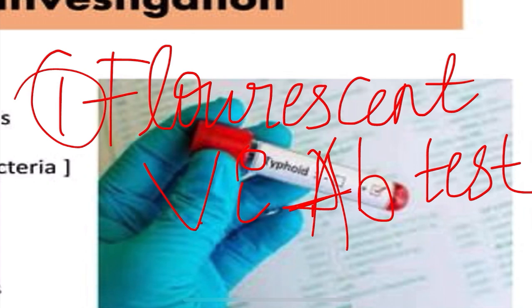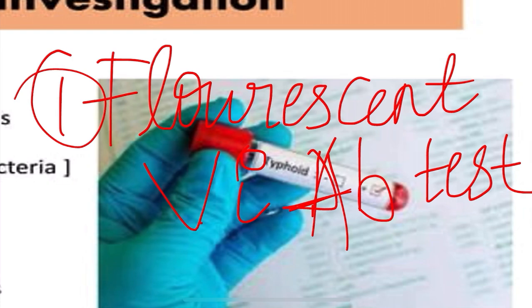So when we look for this test, we see whether the antibodies have been developed in the body against the antigen of Salmonella typhi. The test involves reacting a patient's serum with the antigen of the Salmonella typhi bacteria. If the antibodies against the Vi antigen are present in the patient's serum, they will bind to the antigen. The presence of these antibodies is then visualized using a fluorescently labeled anti-human antibody.